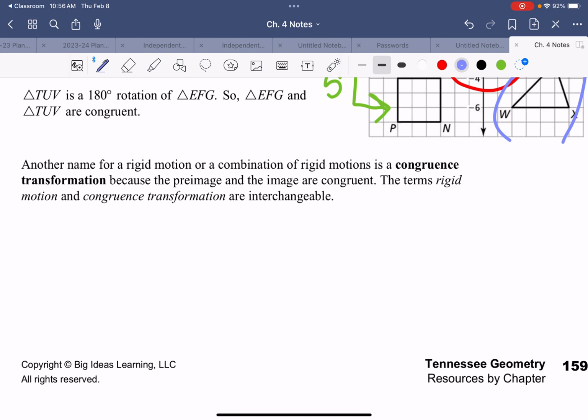And so when we're talking about, here's another term that they're wanting to give us, a congruence transformation. This is basically saying you're doing transformations so that your original image, your pre-image, and what you end up with are the exact same figure. You didn't shrink it, stretch it, enlarge it, nothing. What the figure you started with is the exact same figure you ended with. All right, with me?